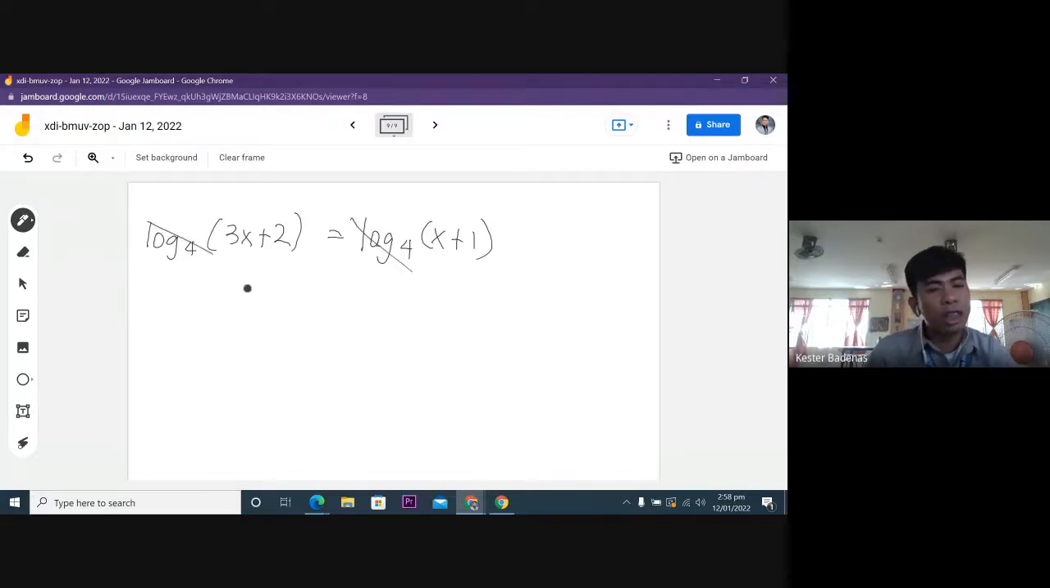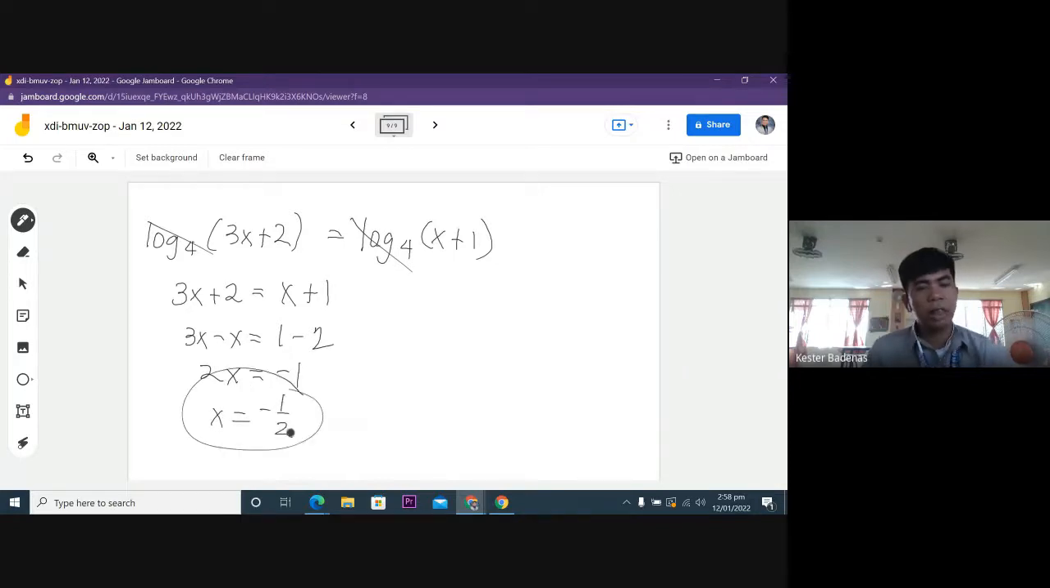So, cancel lang yan siya. So, yun na agad. 3x plus 2 is equal to x plus 1. Tapos, simplify further. So, we have 3x minus x. We have 1 minus 2. We have 2x is equal to negative 1. X is equal to negative 1 half. Yan siya.